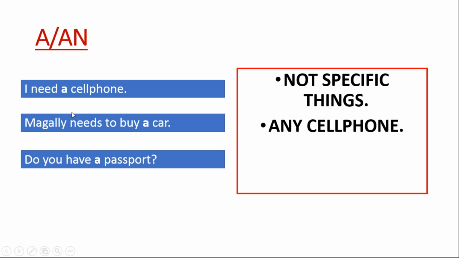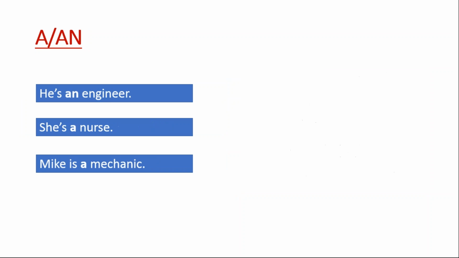Puede ser, en este caso, "I need a cell phone". Could be any cell phone, right? Puede ser cualquier cell phone, cualquier celular. No estoy siendo específico. Digo, "I need a cell phone". Or "Magali needs to buy a car". No estoy siendo específico. ¿Qué carro necesita? "She needs to buy a car." Un carro, cualquiera. "Hey, do you have a passport?" ¿Tienes un pasaporte? No estoy especificando qué pasaporte, right? Could be any car, could be any passport, right?